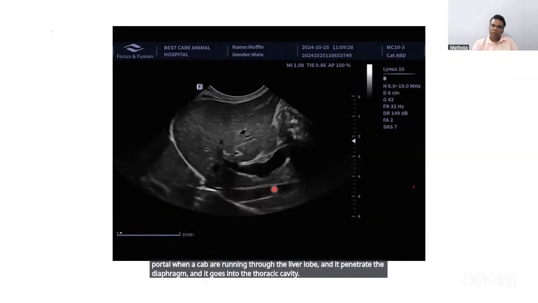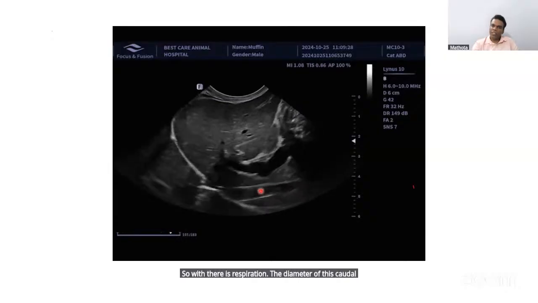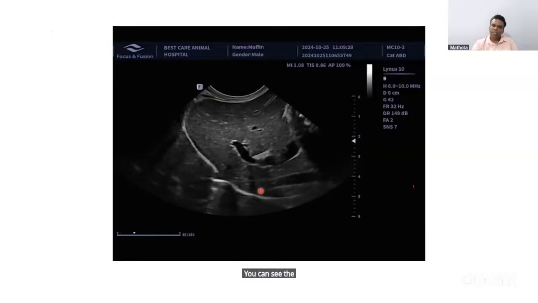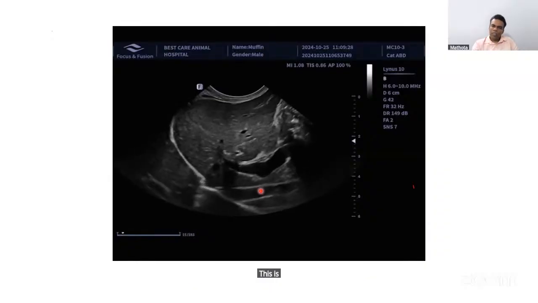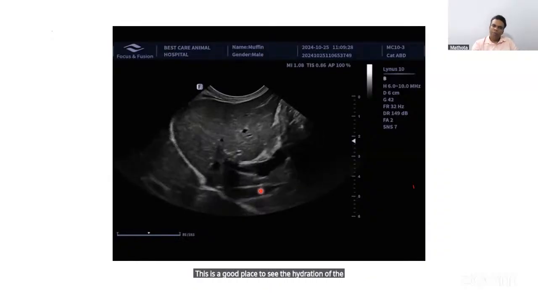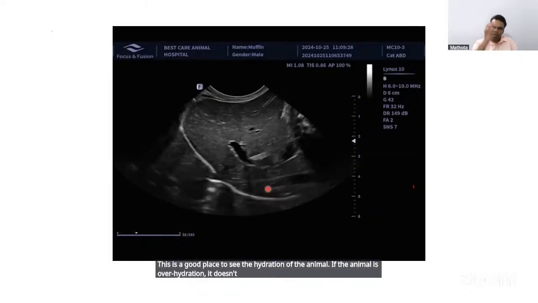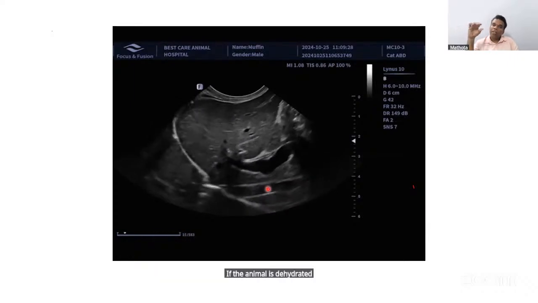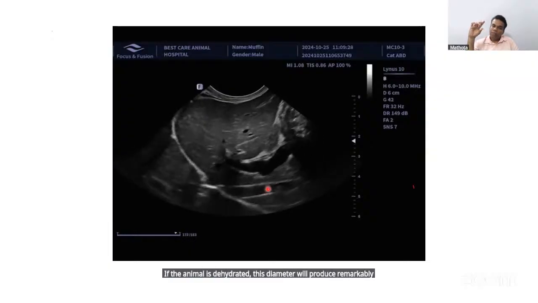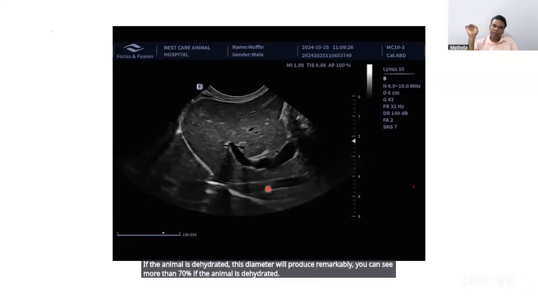So, with respiration, the diameter of this caudal vena cava changes. You can see the diameter changes with the respiration. This is a good place to see the hydration of the animal. If the animal is overhydrated, it doesn't reduce the diameter with the respiration. If the animal is dehydrated, this diameter will reduce remarkably. You can see more than 70% reduction if the animal is dehydrated. We can identify the hydration level.